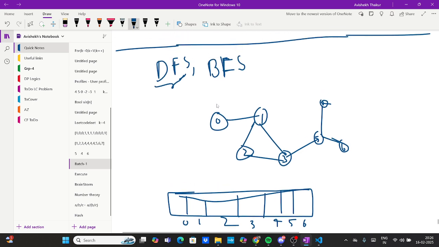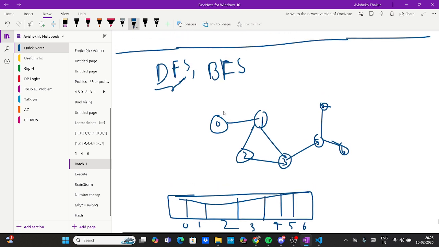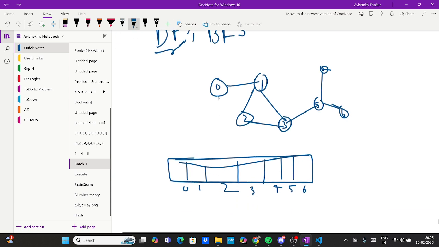In a DFS, we start from any arbitrary node and start exploring the graph. Let's say we start with 0. As soon as you go into recursion, the first task is to mark this node as visited, meaning you have explored this node. So I mark it as true, which indicates I am already done. Next, from 0 where can you go? Only to 1.